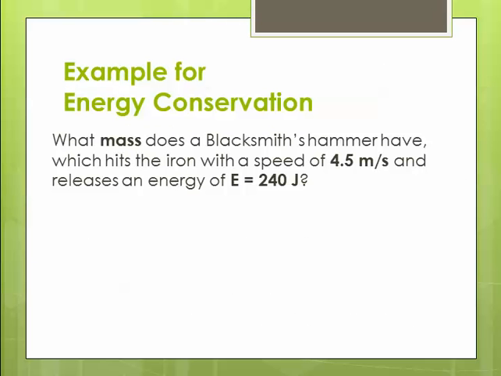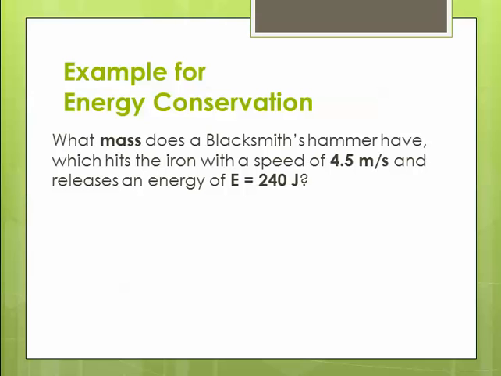Let's have an example for energy conservation. What mass does a blacksmith hammer have, which hits the iron with a speed of 4.5 meters per second and releases an energy of E equals 240 joules?